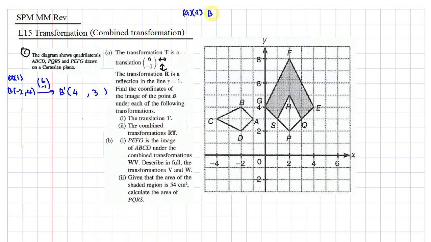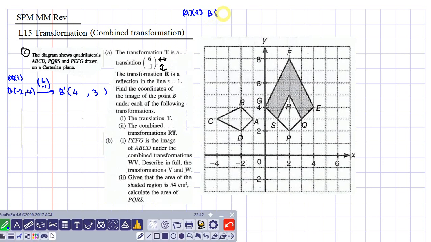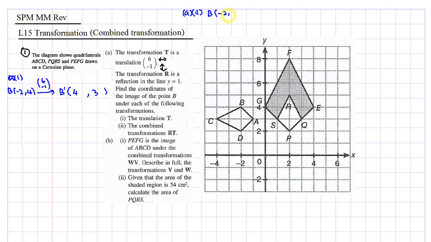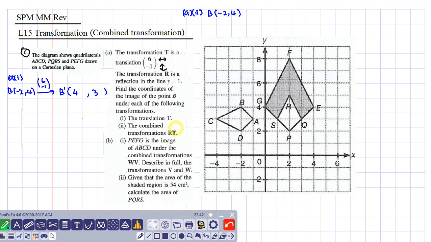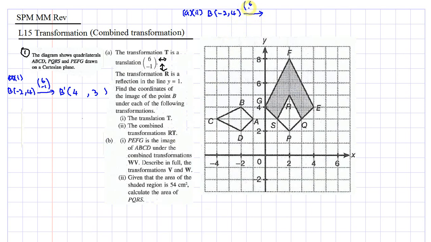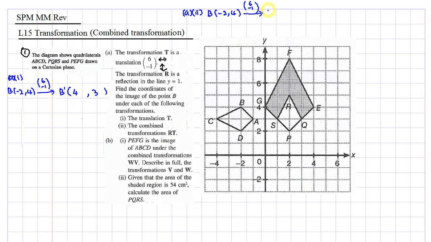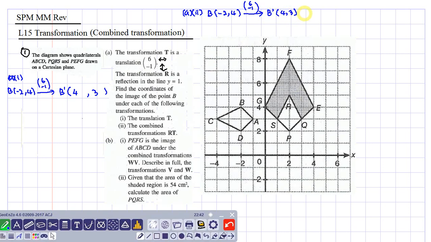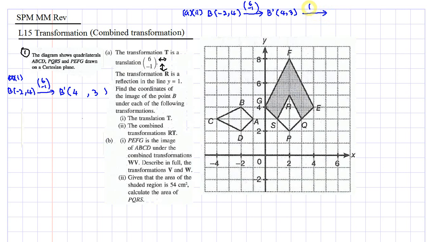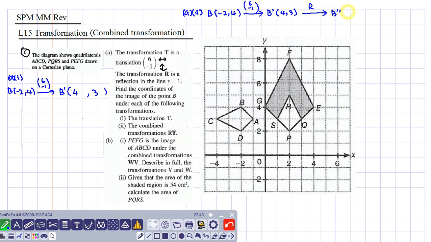I copy the coordinate of the object first: (-2, 4). So RT, remember T is the first transformation, which is (6, -1). We did it just now, so I just copy the answer: (4, 3). Now it is followed by another transformation, which is R. So where is the coordinate for the final image?